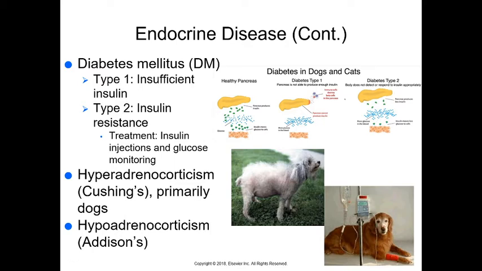Diabetes mellitus. There's type 1, which means the pancreas is not making enough insulin. Type 2 is when we have insulin resistance. So with type 2, the body is not detecting or responding to insulin appropriately. With a healthy pancreas, the pancreas produces insulin, which gathers the glucose, and the glucose is put into cells so that the cells can function normally.